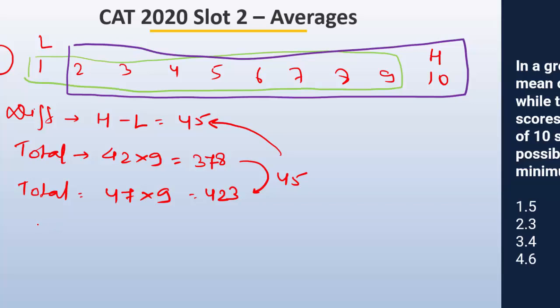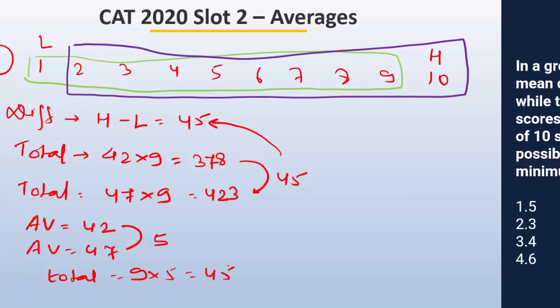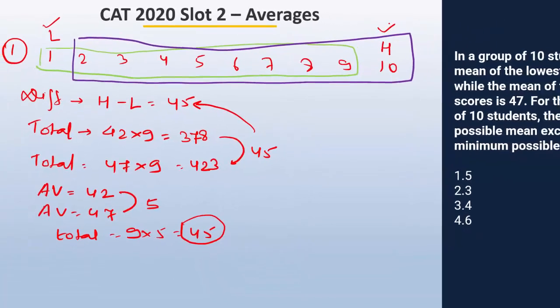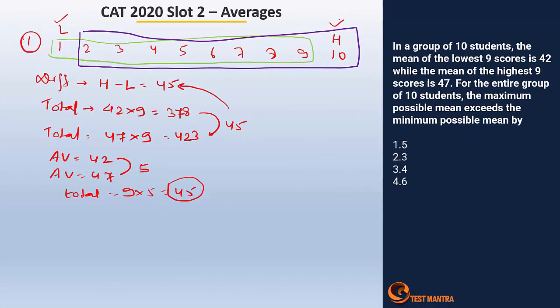In other sense, I could have told that the average here is 42, the average here is 47, the average difference is 5, and each group has 9 people, so the total difference should be nothing but 9 into 5 or else 45. That's a basic calculation here, right? So we could have also utilized this thing here. The average difference is 5, definitely total difference will be nothing but 45, and the total difference is due to these two people, right, the one with the lowest score and the one with the highest score, because the remaining people are constant in this case, right? So that will be nothing but 45 here.